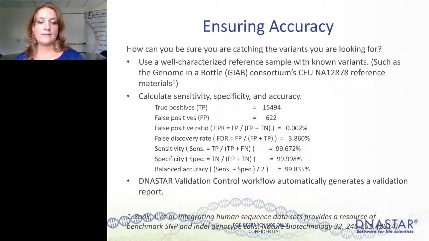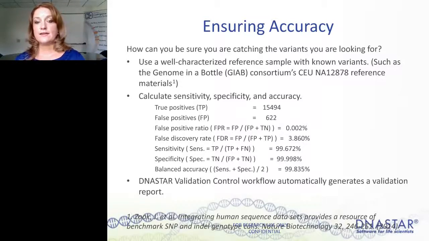And for example, in the DNASTAR software, we do have a validation control workflow for gene panels. And this can be used to calculate accuracy. So how are those calculations done? Well, you start with your known positive variants, and you see how well your analysis went and your variant calling, and you get a true positives number. And down here I have some examples of an actual validation run that we did using Illumina data and a sample of the NA12878 DNA.